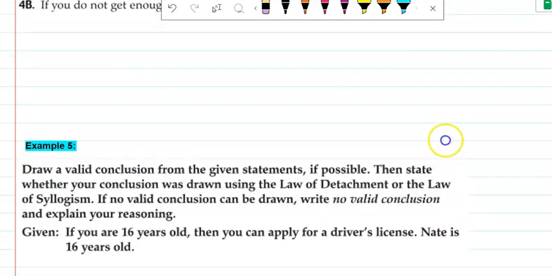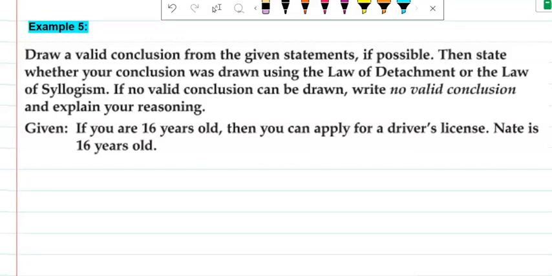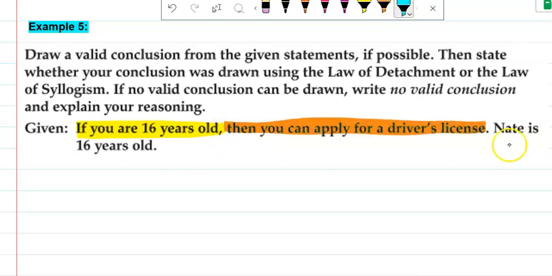All right, let's do one last example. Okay, draw a valid conclusion from the given statements if possible, then state whether your conclusion was drawn using the law of detachment or the law of syllogism. If no valid conclusion can be drawn, write no valid conclusion and explain your reasoning. Okay, so if you are 16 years old, then you can apply for a driver's license.